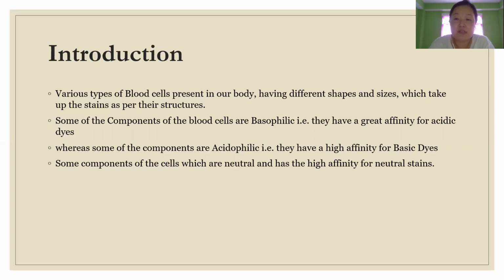Okay, so the basic principle of staining is that the blood cells which we are going to stain are either basophilic in nature or acidophilic in nature. The basophilic component of a cell has a great affinity towards acidic dye. Similarly, the acidophilic component of a cell has a greater affinity towards basic dye. And last but not least, those which are neutral in nature take neutral stains.